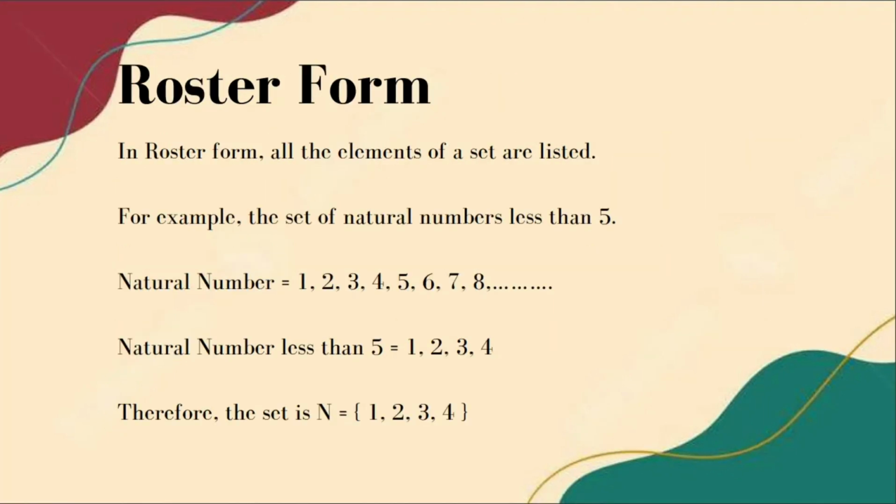In roster form, it is the listed type. For example, the set of natural numbers less than 5. Natural numbers equal 1, 2, 3, 4, 5, 6, and so on. Natural numbers less than 5 equal 1, 2, 3, 4. Therefore, the set N equals {1, 2, 3, 4}.